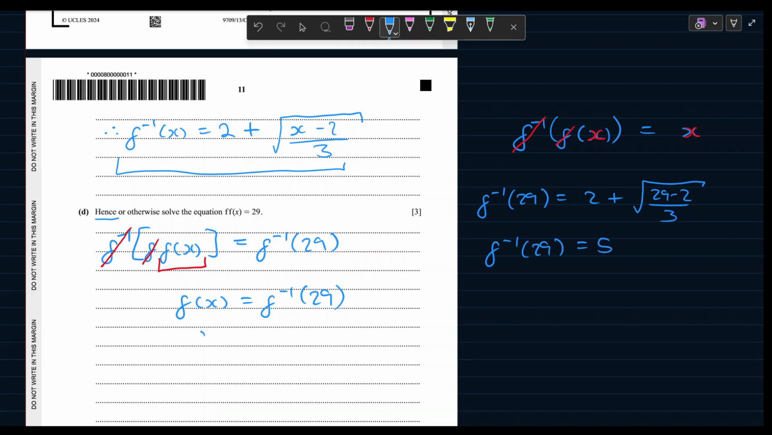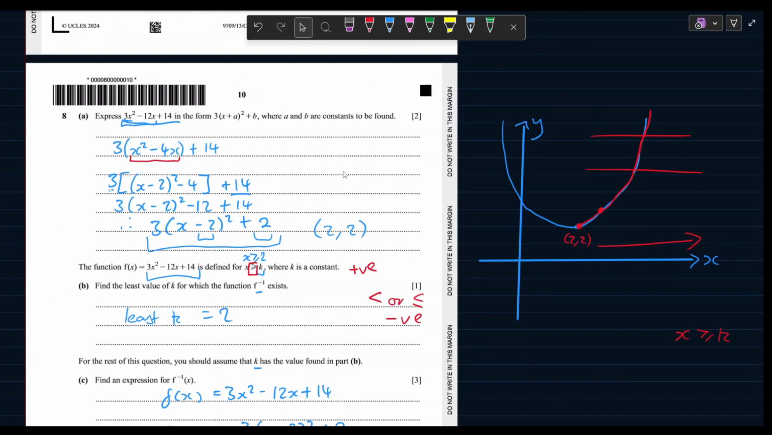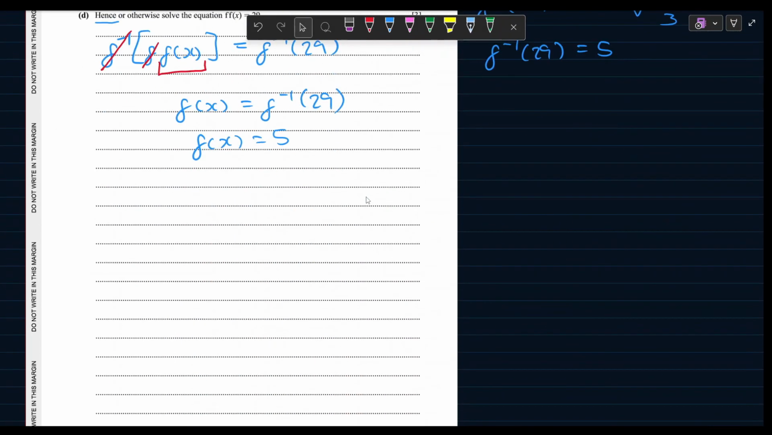Okay, so it means that the equation we're solving is simply f of x is equal to 5. So what is our f of x here? f of x is 3x squared minus 12x plus 14. Now, do we use the completed square form or the expanded form? Which would be easier? Let's use the completed square form. So f of x is 3(x minus 2) squared plus 2. So let's write that down: 3(x minus 2) squared plus 2 is equal to 5.